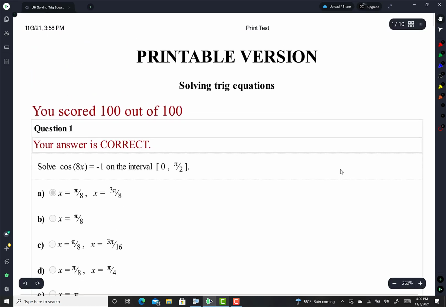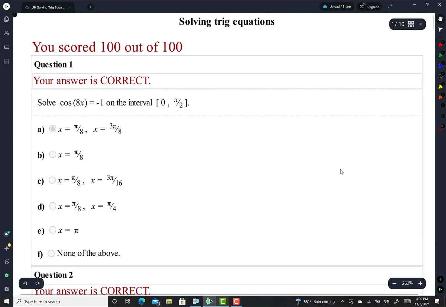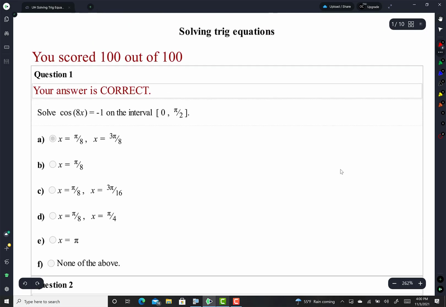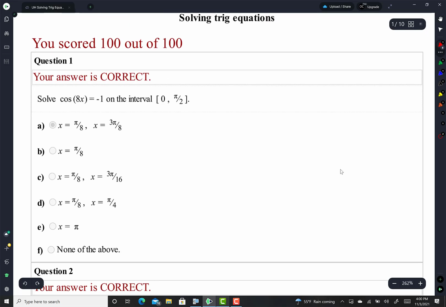Alright guys, here we go with the online equation solving trig equations quiz. So no, this is not my quiz, this is one of your peers. Good job to one of your peers. Way to go, miss. Alright, here we go.